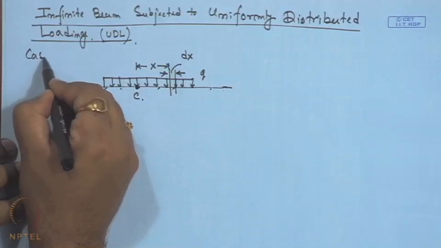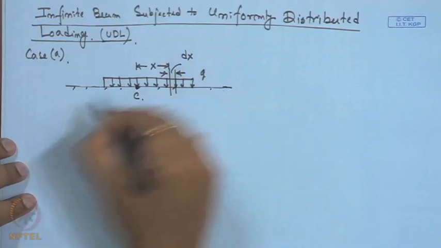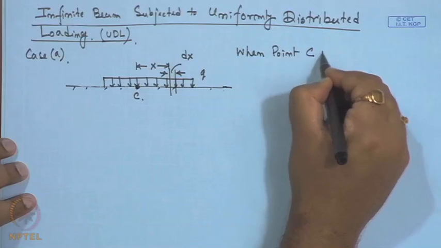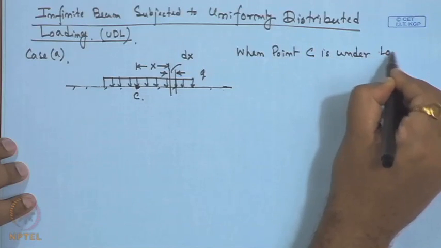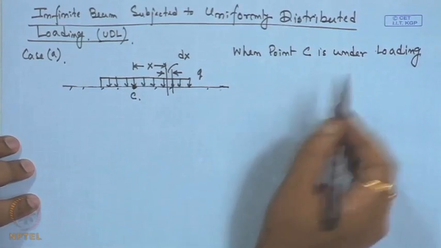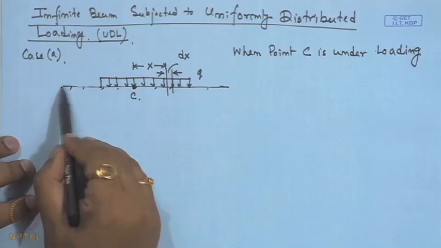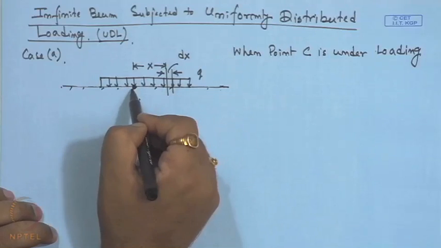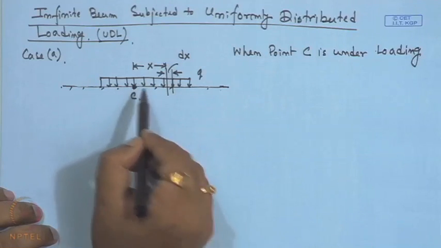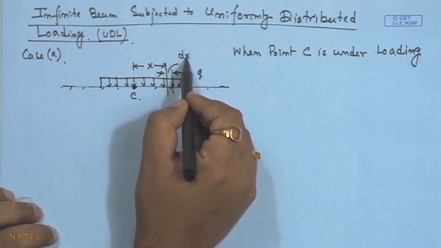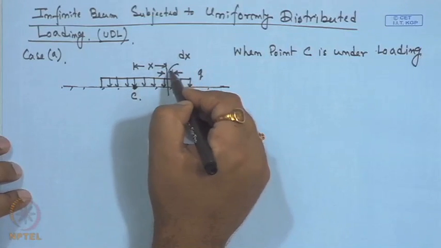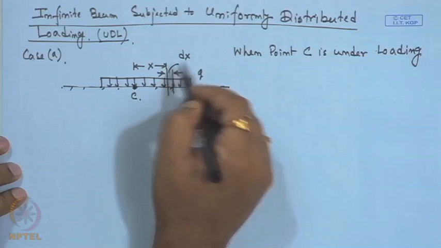So first case, case A, is when this point C is under loading. That means this C can be on the left side of the loading, on the right side of the loading, or within the loading. Here, in the first case we consider the point C which is within the loaded region, and then we consider one small segment of width dx at a distance of x from this C point. Now, due to this small segment, we can write the settlement.